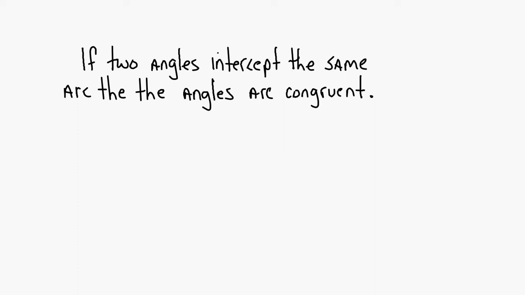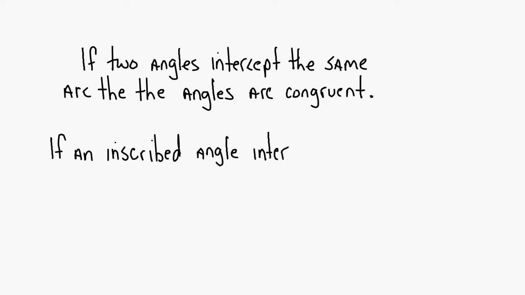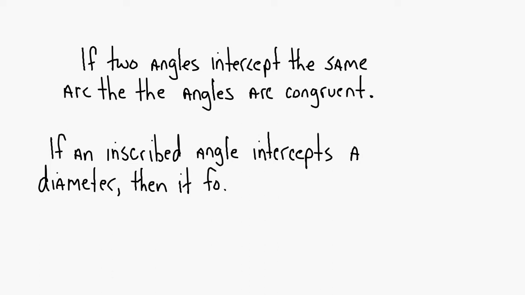Bottom of page 725. Angles of inscribed polygons. If an inscribed angle intercepts a diameter, then it forms a right triangle. If an inscribed angle intercepts a diameter, then it forms a right triangle.